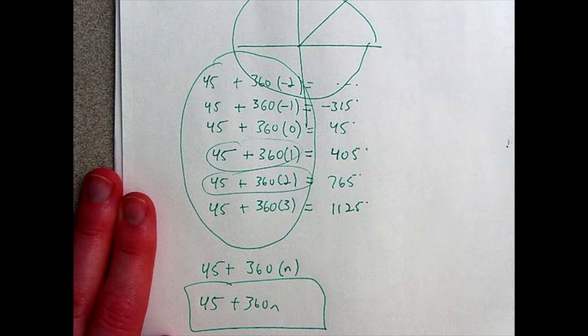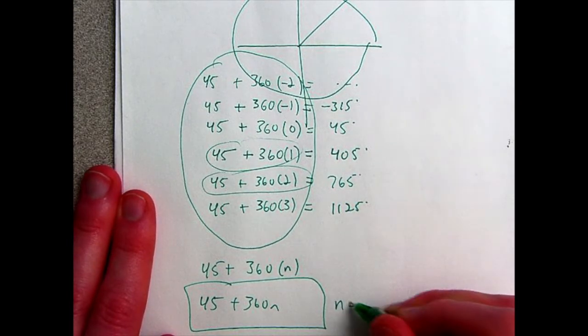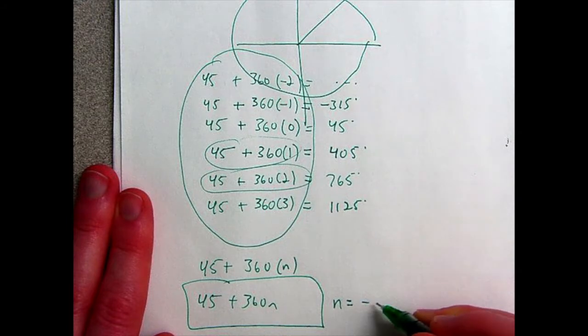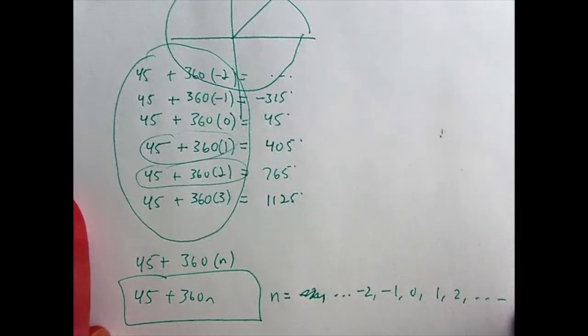That's if you're measuring in degrees, right? And it's important to recognize that n has to range over all the integers. That includes the negative numbers, right? 0, 1, 2, and so on. Okay, so that's the idea.